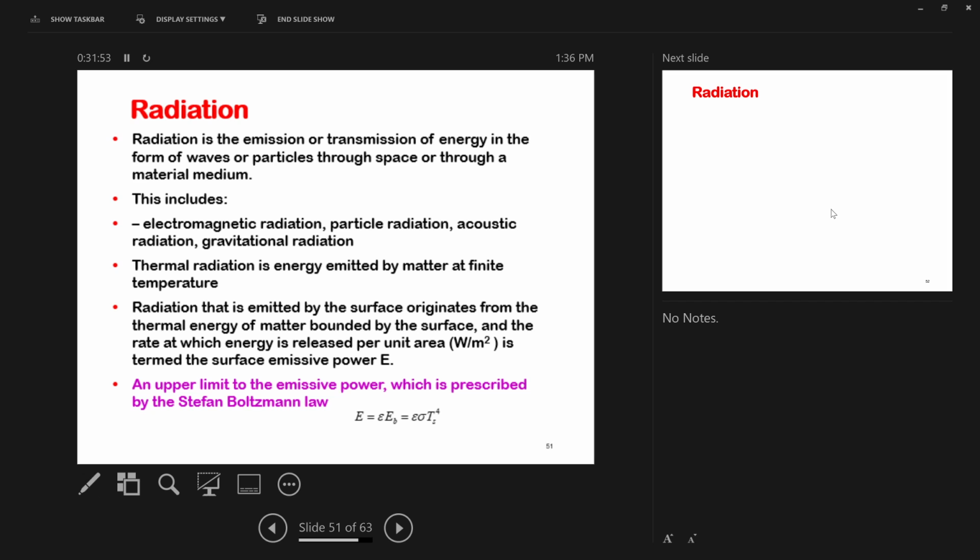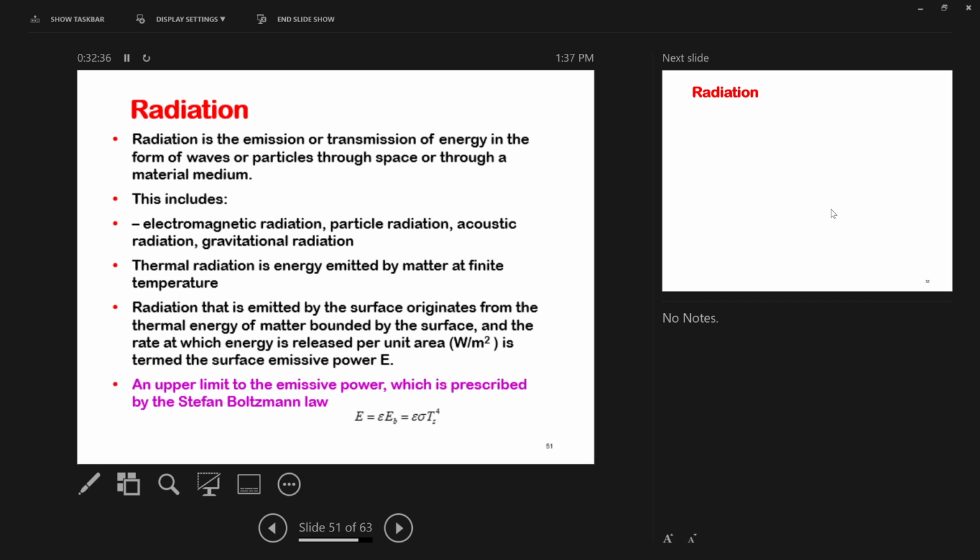And that can be characterized as E_b, the emissive power of the black body. This E_b can be characterized as sigma, which is the Stefan-Boltzmann constant, times T to the 4. We are only talking about the emissive power at this point. We are not talking about the absorption. We'll get there in the next slide, right? So the maximum emissive energy you can get is sigma multiplied by Ts, the surface temperature, to the power of 4.